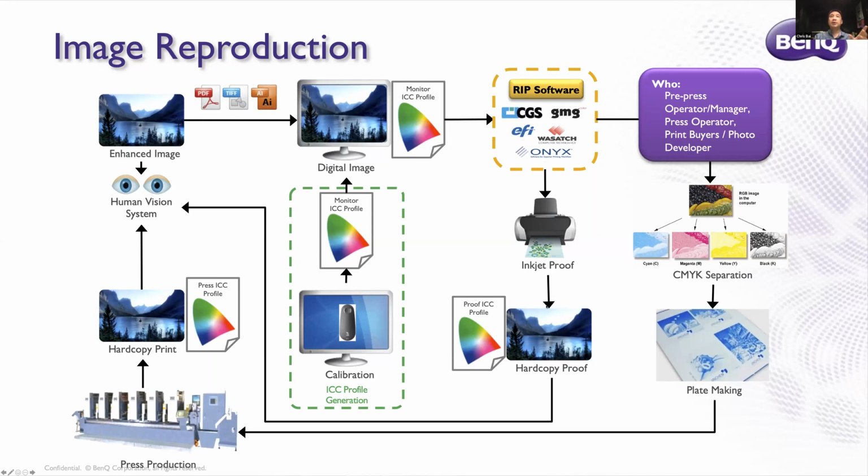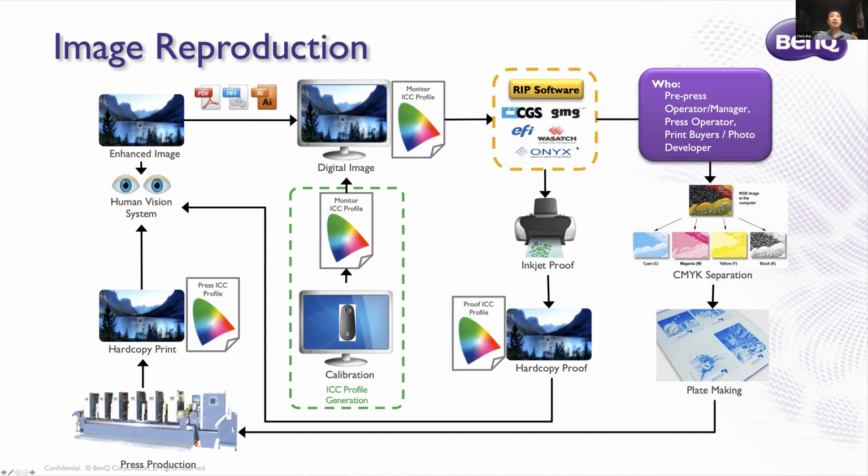And this proof is actually trying to simulate the final print from the large printer. Okay, large press. So that means the hard proof you get is going to look very similar to the final production press print from the printing house.